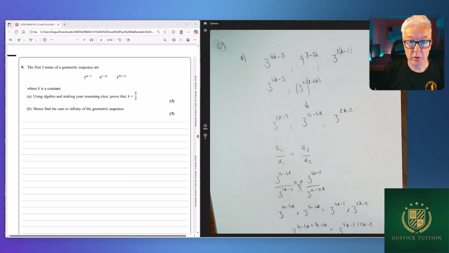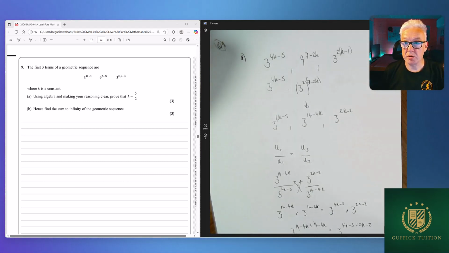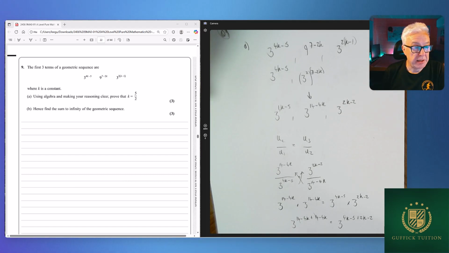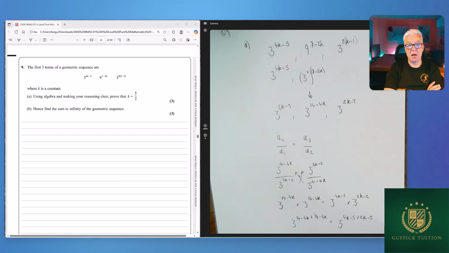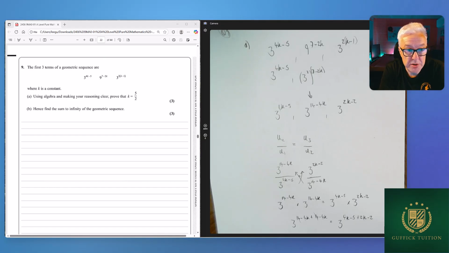Hello everyone, this is now question 9 from paper 1 2024, and it says the first three terms of a geometric sequence are 3 to the power of 4k minus 5, 9 to the power of 7 minus 2k, and 3 to the power of 2k minus 1, where k is a constant. Using algebra and making your reasoning clear, prove that k is equal to 5 over 2.